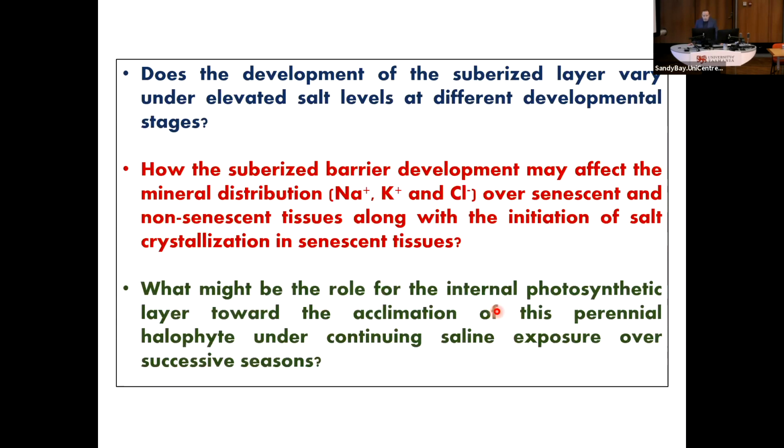So we tried to answer some specific questions regarding this plant. Does the development of the suberized layer vary under elevated salt concentrations? How may the suberized barrier development affect the mineral distribution over senescent and non-senescent tissue, along with the initiation of salt crystallization in the beads' outer tissues? What might be the role of the internal photosynthetic layer in the acclimation of these perennial halophytes under continuing saline exposure over successive seasons?